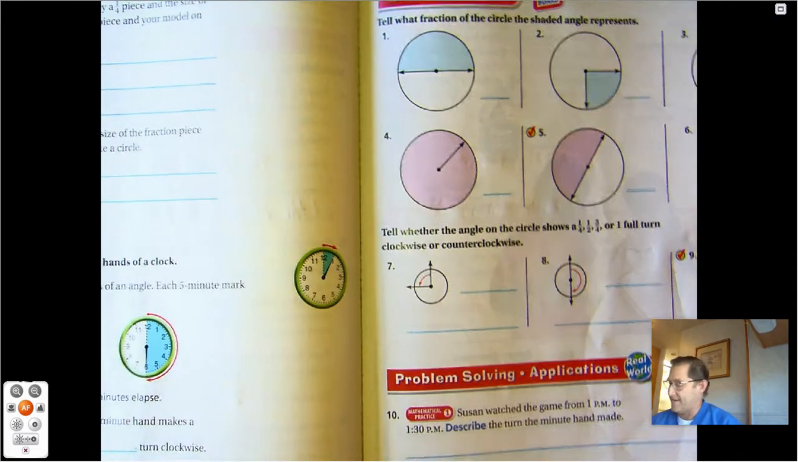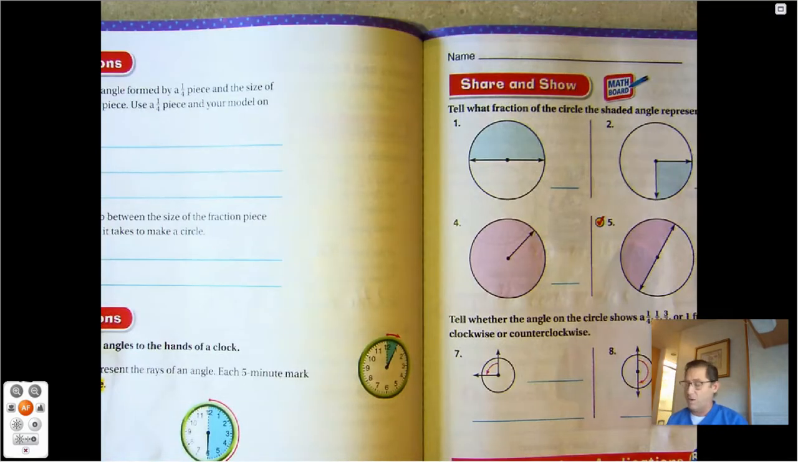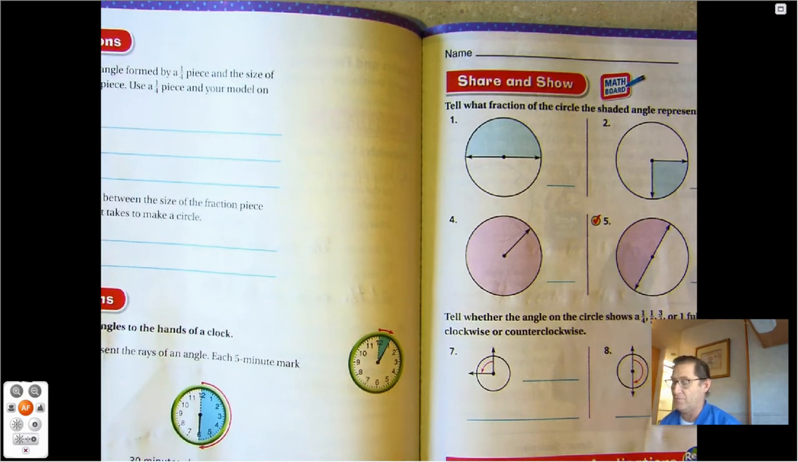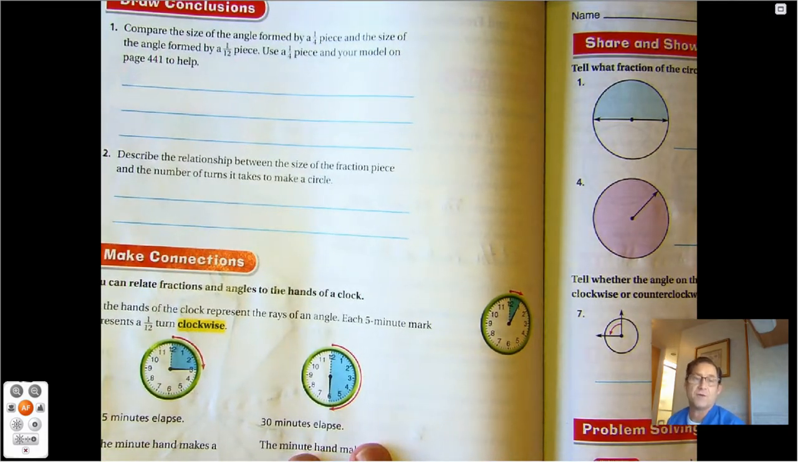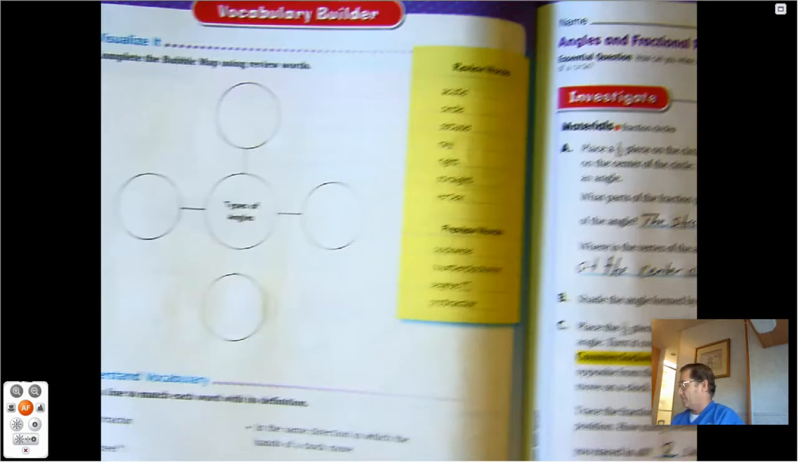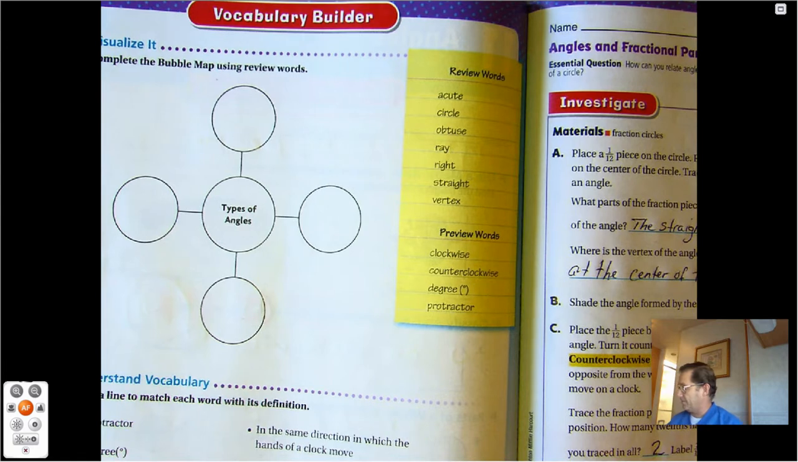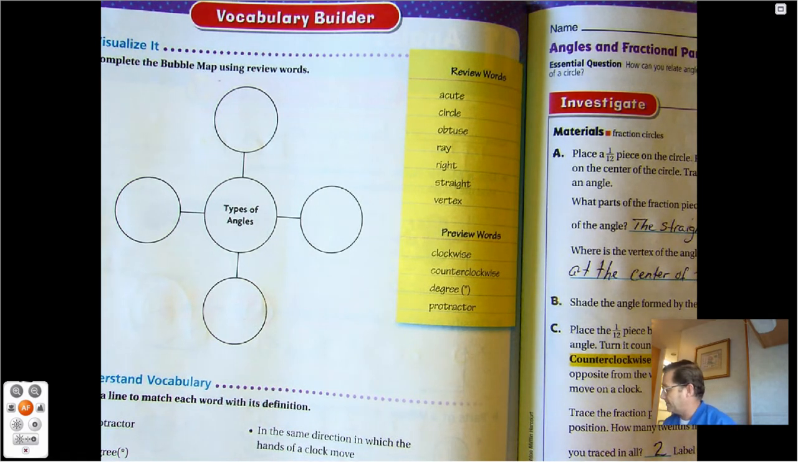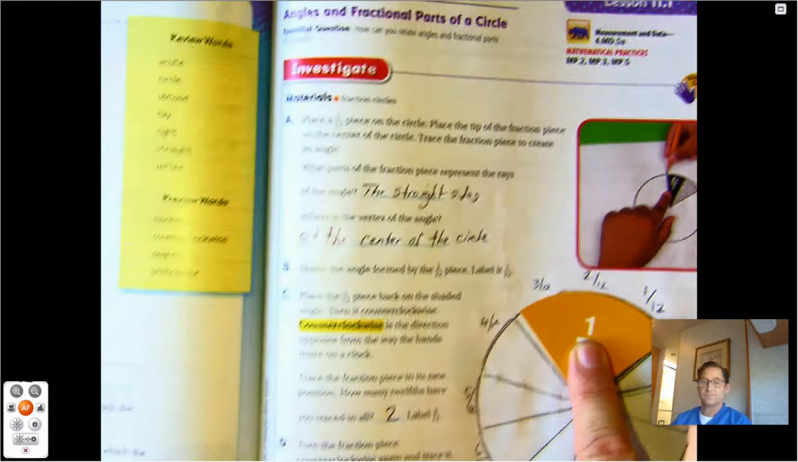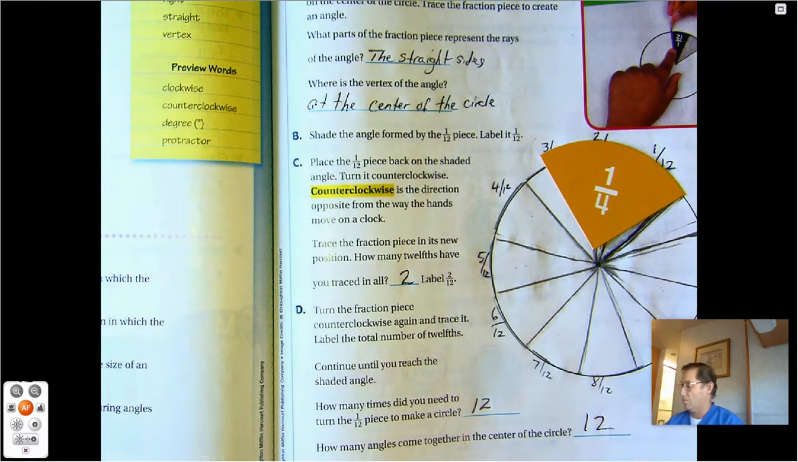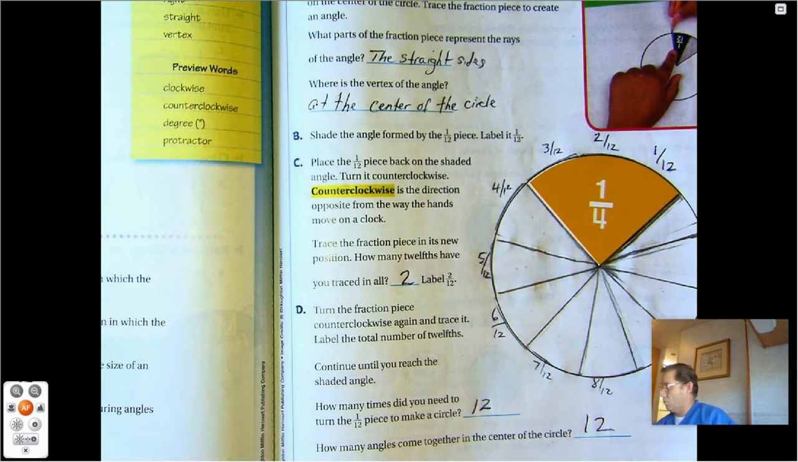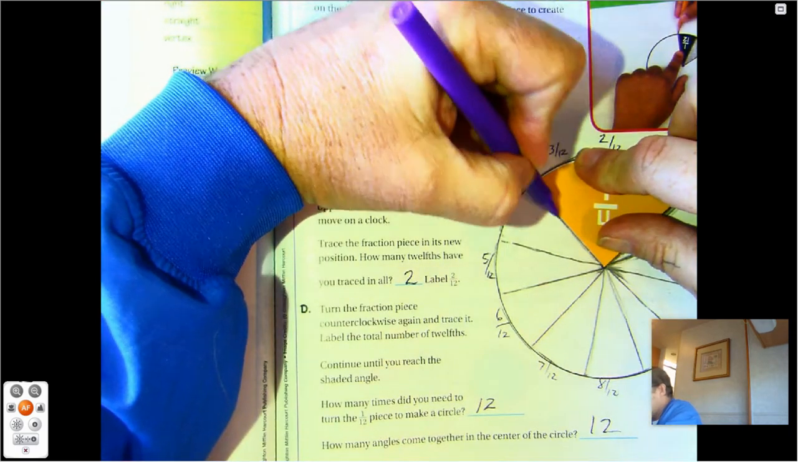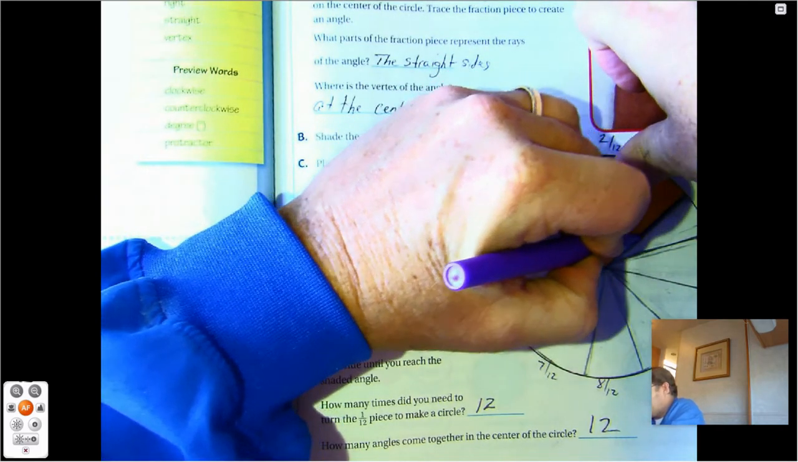So now compare the size of the angle formed by a 1/4 piece and the size of the angle formed by a 1/12 piece. Use a 1/4 piece and your model on page 441 to help. So if we put 1/4 down, we notice that it covers 3/12. So if I use a 1/4 piece, we notice that it takes up 1/4 space.